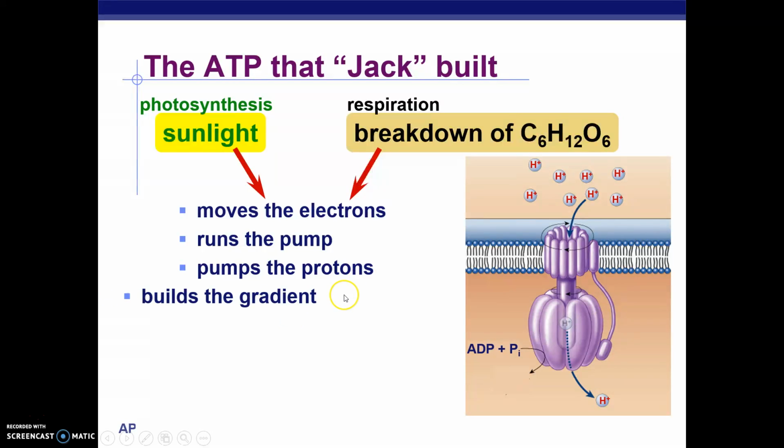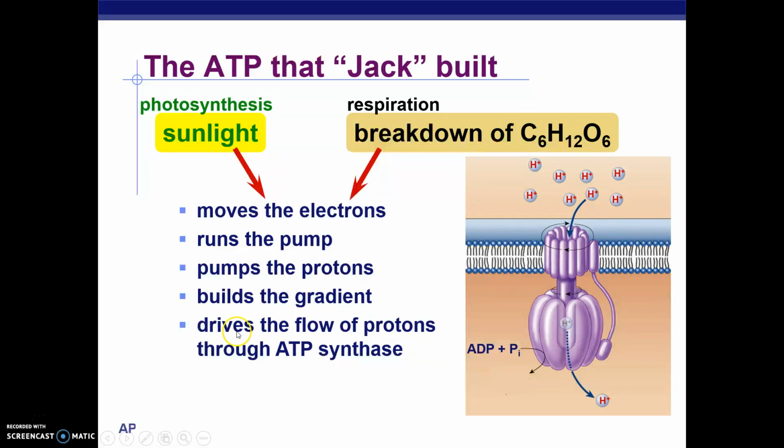Pumping the protons will create the gradient. It will build the gradient. In case of photosynthesis, the gradient will be built in the thylakoid space, and in respiration it will be built in the intermembrane space. By building the gradient, there will be a flow of protons, and the proton motive force will be used by ATP synthase to bond the inorganic phosphate to ADP and generate the ATP.